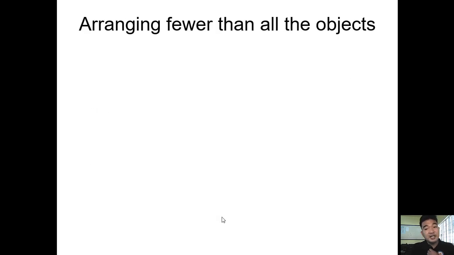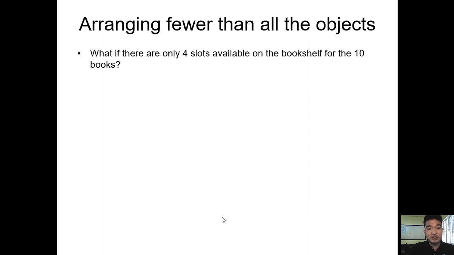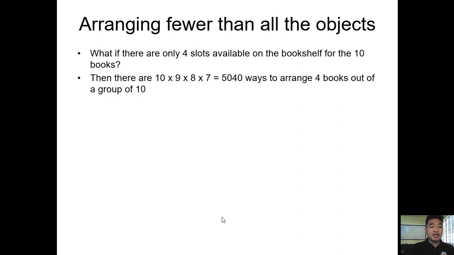What if we have this type of problem? Arranging fewer than all the objects. Halimbawa, may 10 books ka, tapos 4 lang yung slot doon sa bookshelf. Paano ang gagawin natin? Then there are 10 times 9 times 8 times 7 or 5,040 ways to arrange 4 books out of a group of 10. Paano po nangyari yun? Bakit kanina sabi natin, pag nag-arrange tayo, that's n factorial, number of objects factorial. But in this case, this is a special case because there are only 4 slots in the shelf. Ibig sabihin, 4 na aklat na lang ang kasya dun sa shelf, but you have 10 books na natitira pa.